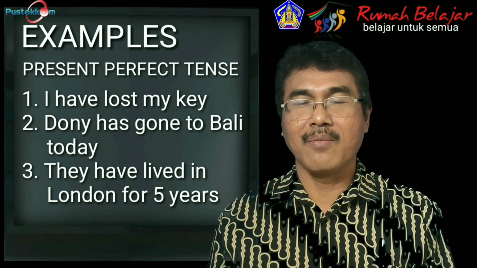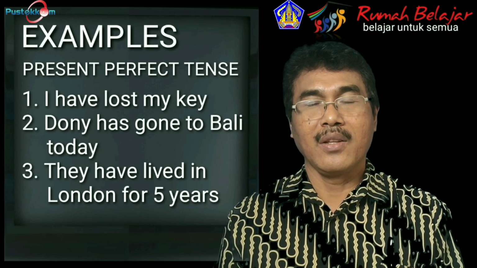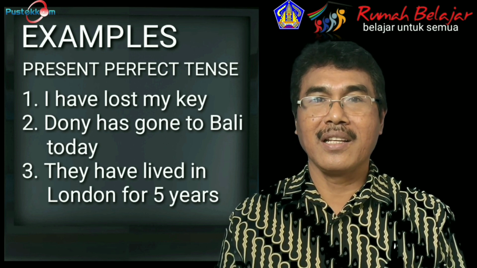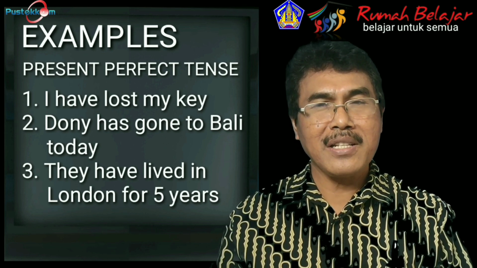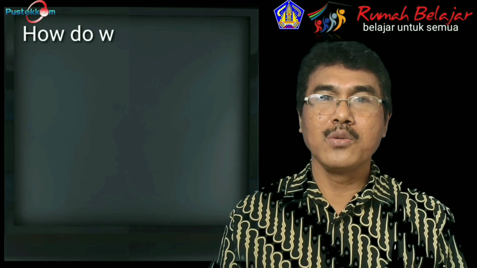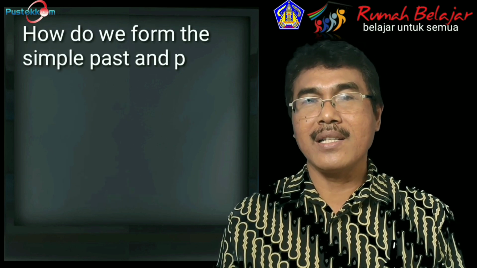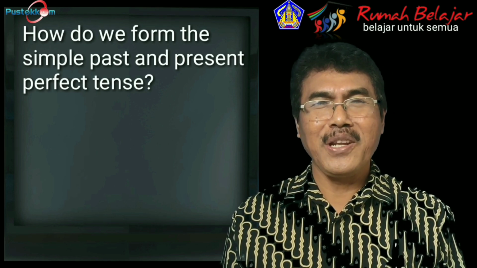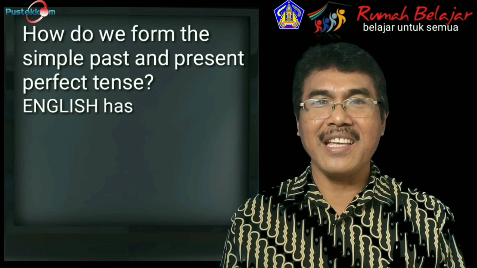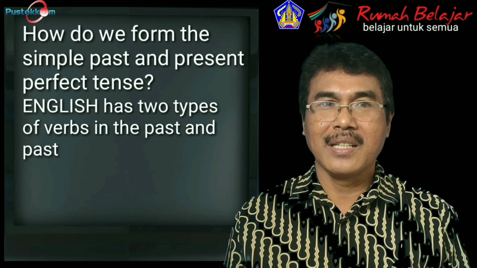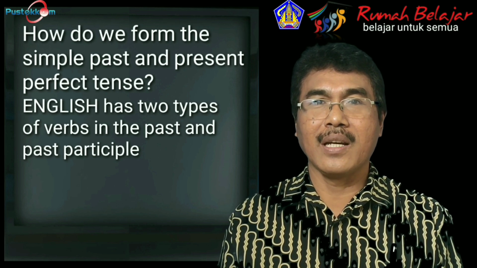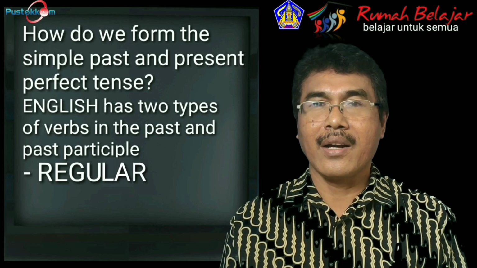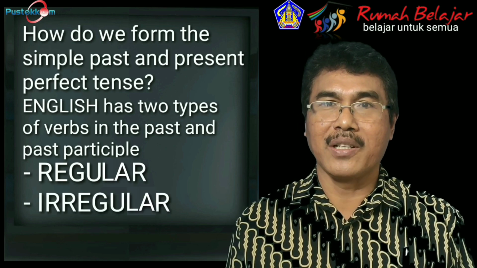Okay, before we discuss about the function and then time signal and the example, now let's discuss about how do we form the past and present perfect tense. As we know that English has two types of how to form of the past and present perfect tense. They are regular and irregular.